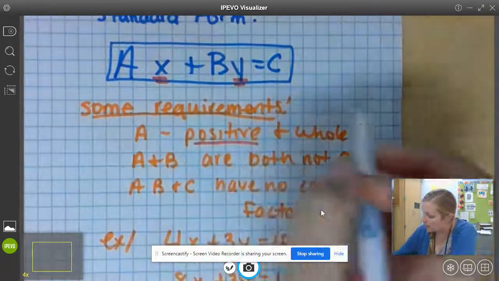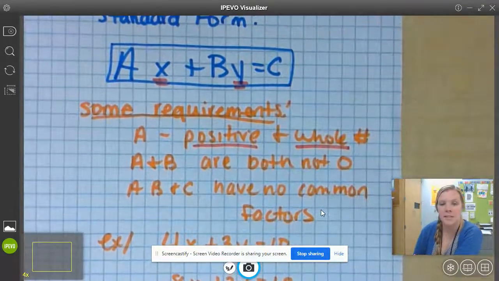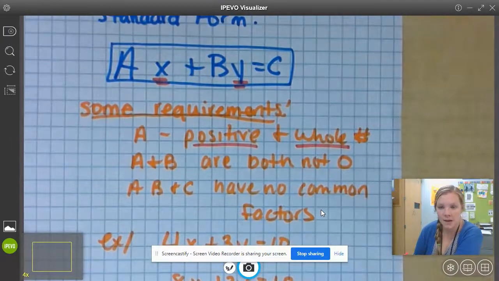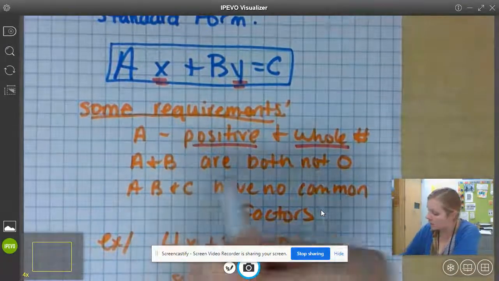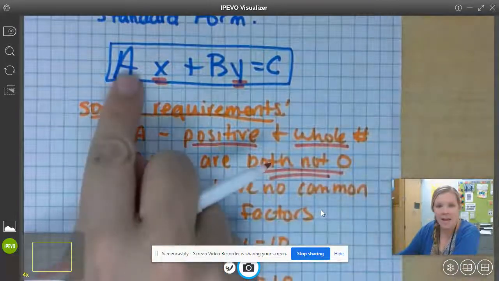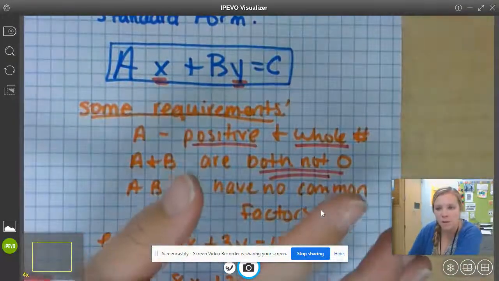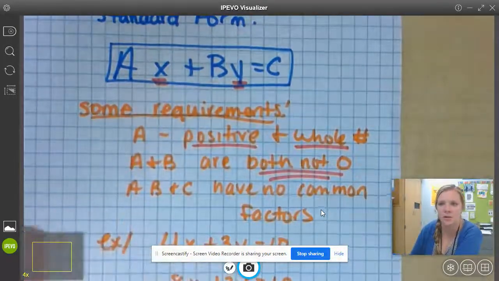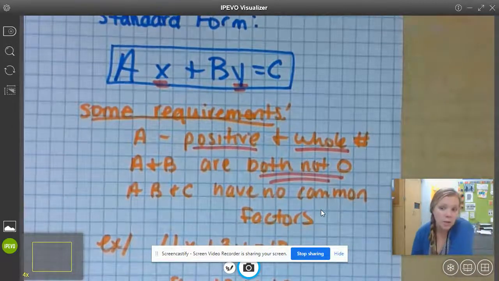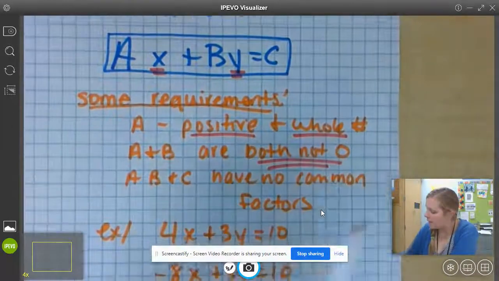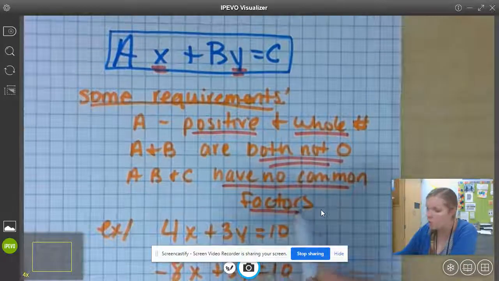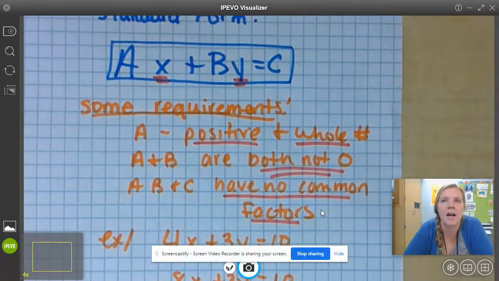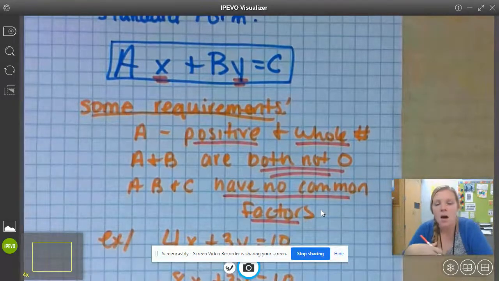A, b, and c are numbers, but there are some special characteristics that have to be true. A has to be a positive number and a whole number. It cannot be a decimal. A has to be positive and whole. A and B both cannot be zero. If A was zero and B was zero, then the whole equation would go away because 0 times x plus 0 times y is just 0. So they both can't be 0. One could be, but they both can't be. And then the last thing is that A, B, and C can have no common factors. We can think about common factors kind of like when we simplify fractions, we're trying to take away common factors. So we're going to think about it like that.